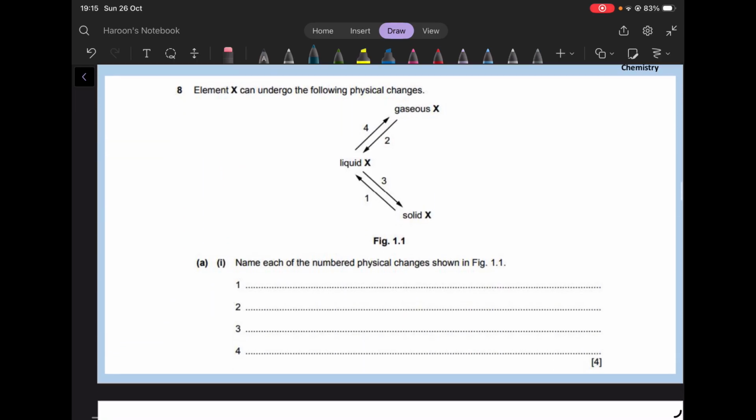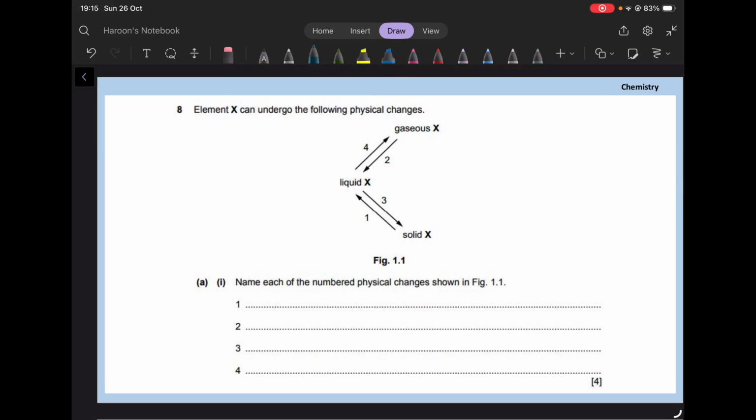Next question. Name each of the numbered physical changes shown in figure 1.1. The number one is going from a solid to a liquid state. Solid to a liquid is known as melting. Next, number two is from gaseous state to a liquid state. Gaseous to a liquid state is condensation, right?